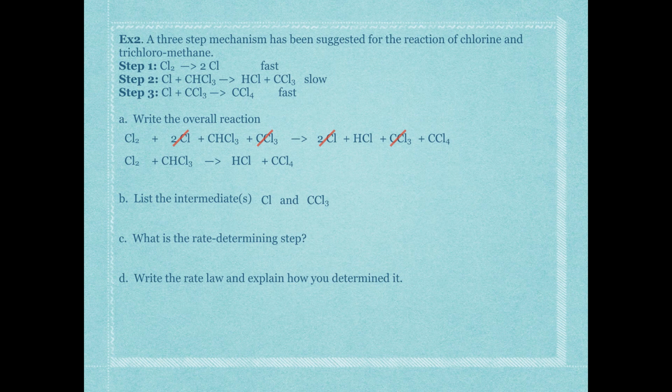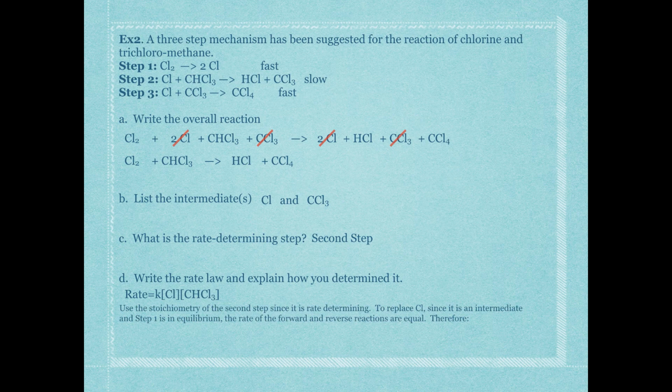All right. What is the rate determining step? Well, I know my second step is my rate determining step because it's my slow step. Okay. So then to write my rate law, I'm going to start off by simply writing the rate law based on the stoichiometry from step 2. So it would be that the rate equals k times my concentration of Cl times my concentration of CHCl3. However, since Cl is an intermediate, it cannot stay in that rate law.